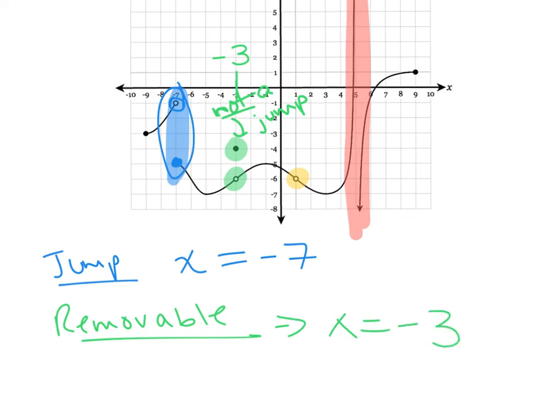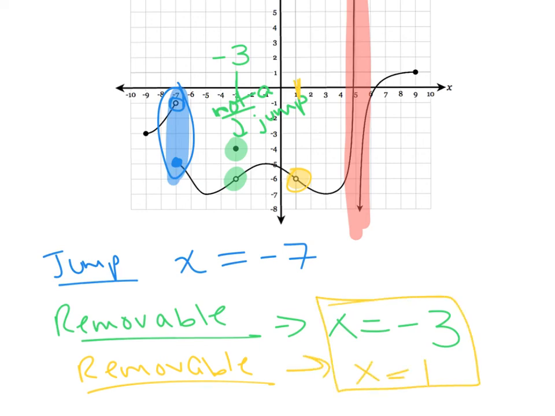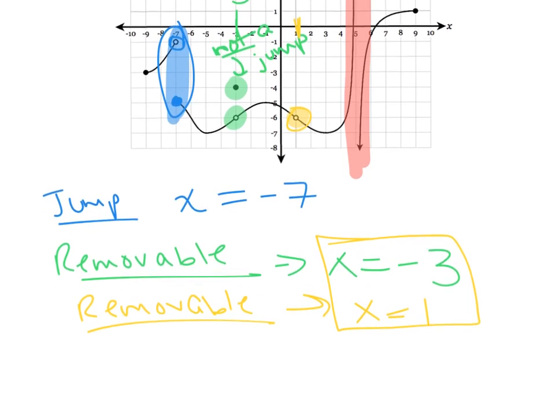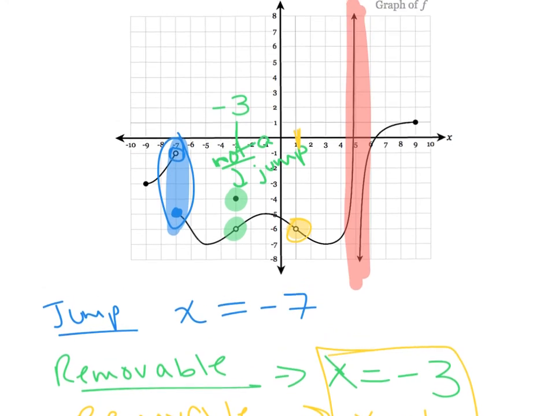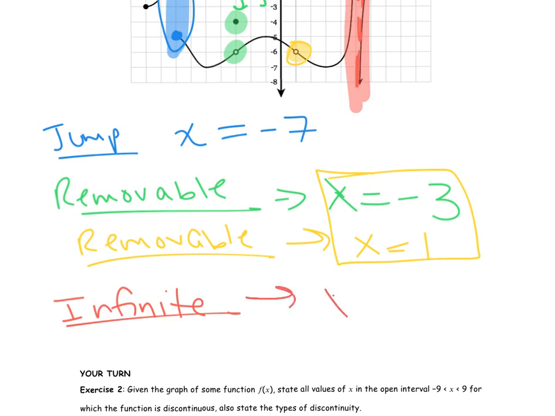And we also have another removable discontinuity right here at x equaling 1. So you actually have two removable discontinuities. You have it at -3 and 1. All right. And then lastly over here, what I have in red, that's our infinite discontinuity. We're going towards infinity and negative infinity at this vertical asymptote when x is equal to 5. So there you guys have it, when x equals 5. So these are just your different types of discontinuity.